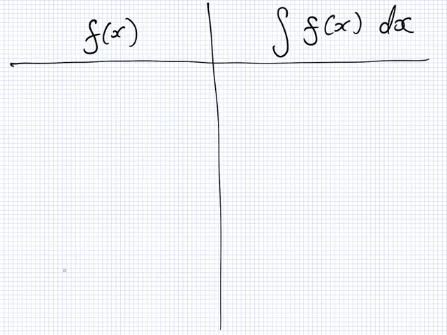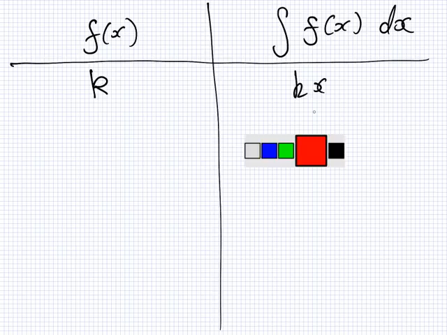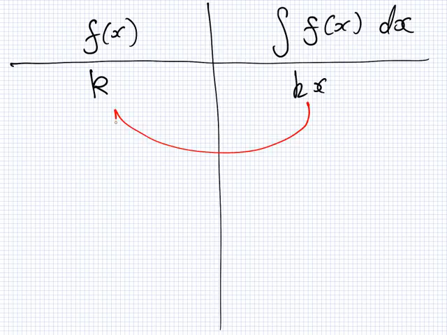Right, so let's have a look at the rules. Let's start with something a little bit simpler. If you have just a constant, you need to think: what was the function whose derivative is a constant? kx, yeah. What's the derivative of kx? It's k, isn't it? So the antiderivative of k is kx.